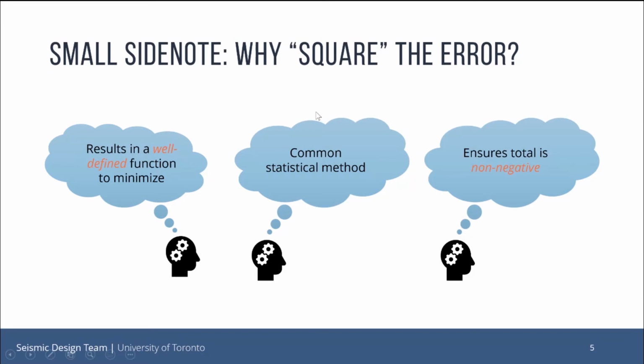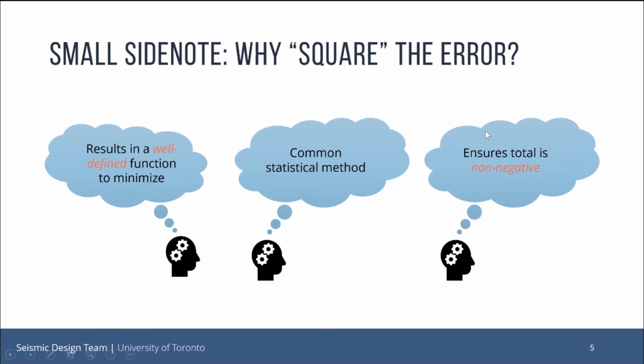The next one is squaring the error is often regarded as a common statistical method. It's been used extensively in the past, and there's plenty of documentation from various sources that say why it is used as it is in this context. And it's been the case ever since. It's the go-to method when we consider errors.